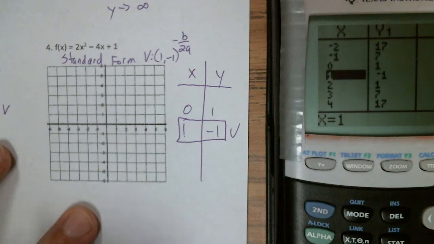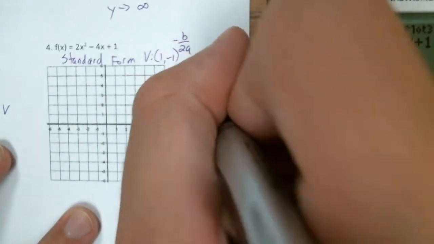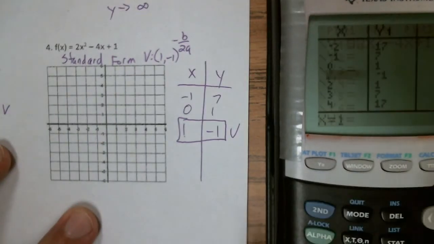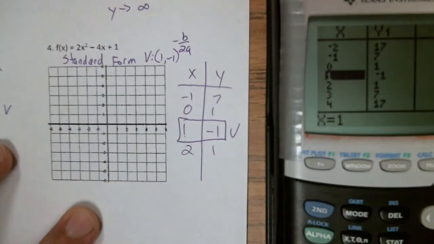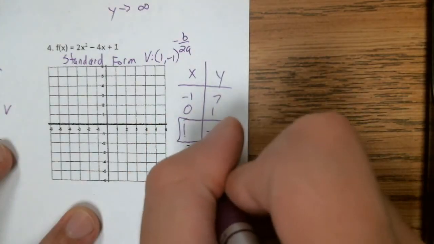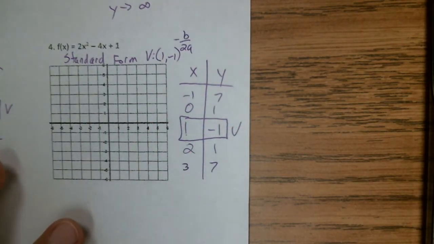We've got 0, 1, -1, 7, whoops, second table, and we've got 2, 1, and 2, 3, 7. Okay, so there are my 4 points.